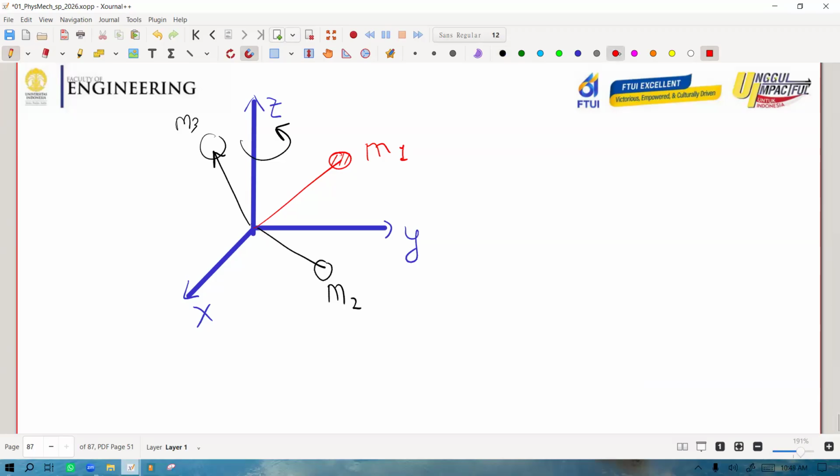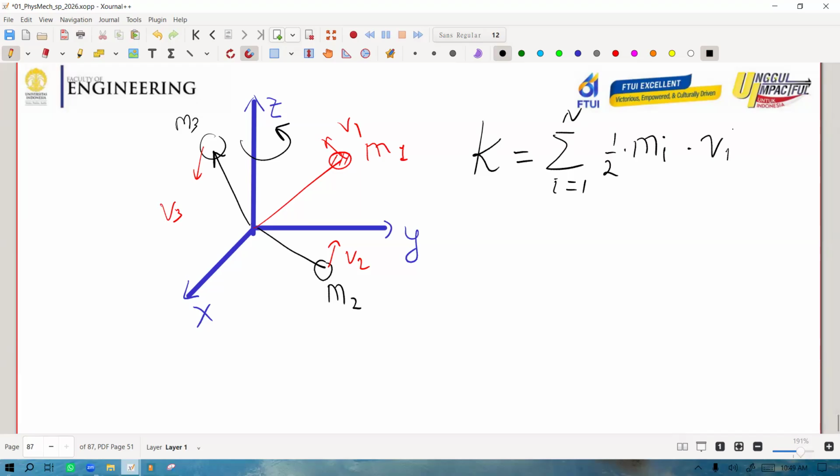Okay, so particle 1 has velocity v1, particle 2 has velocity v2, and particle 3 has velocity v3. If you want to measure the total kinetic energy, the total kinetic energy is the summation from i equal to 1 to n of half m_i v_i square, right?